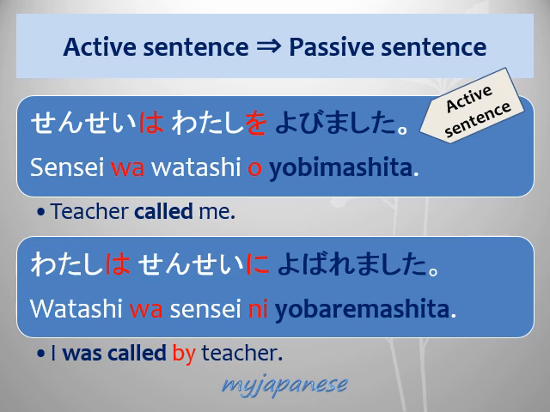This time, the subject 私 received the action. Like this, when the subject is the receiver of the action, we use a passive verb to make a passive sentence. In a passive sentence, 先生, teacher, who took the action is followed by the particle に, which means "by" in English. Okay?